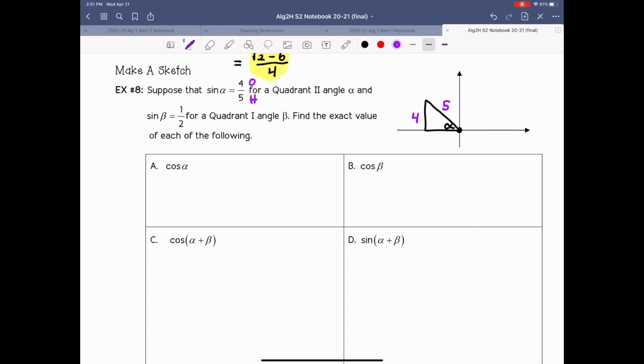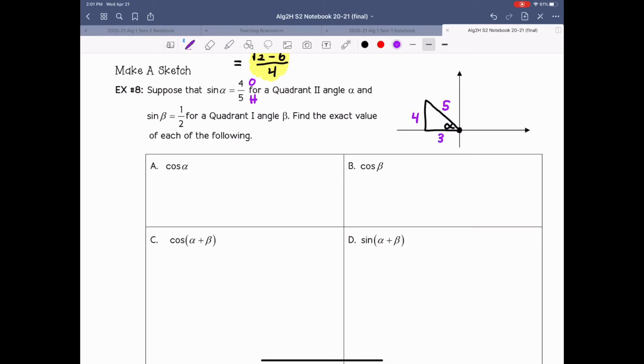I could do one of two things. I could either use the Pythagorean theorem and set up a squared plus b squared equals c squared, or I could recognize that this is one of those special triangles. This is a 3, 4, 5 triangle. And we know that because 3 squared plus 4 squared is going to give us 5 squared. So this bottom side of the triangle here is 3.